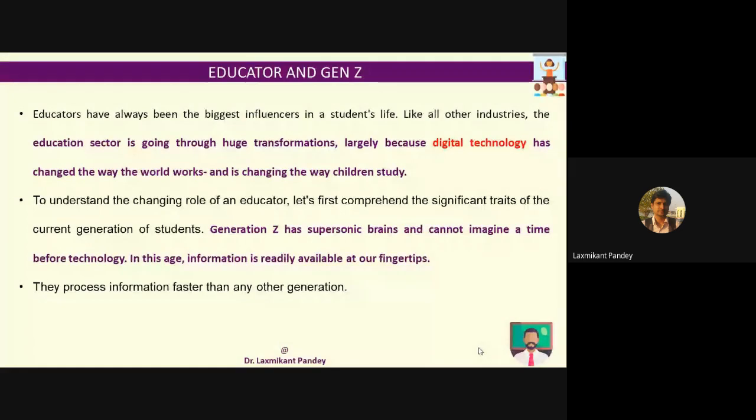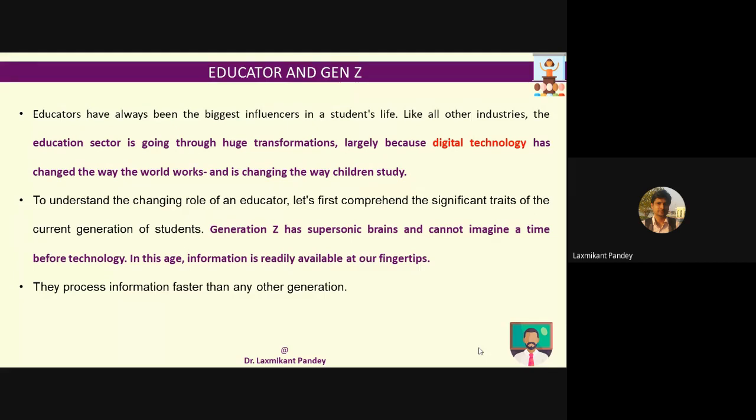Educators have also been the biggest influence in the students' lives. As I told you, the education sector is going through a huge transformation, largely because of digital technology. To understand the changing role of the educator, let's first comprehend the significant traits of the current generation of students. As I told you, generation Z has supersonic brains and cannot imagine a time before technology.